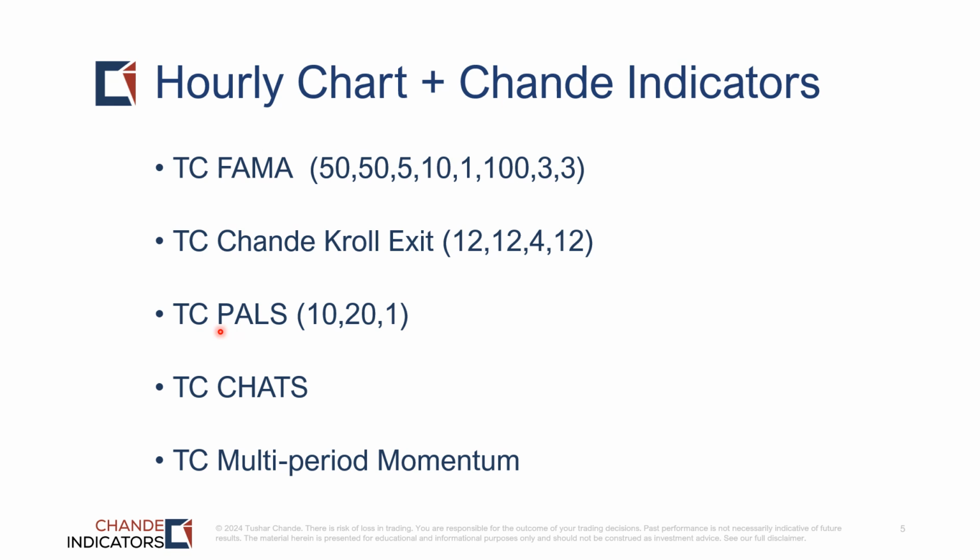The PALS, or the parabolic accelerating long stop, will use a 10 bar high to get started, the 20 bar low as the starting point for the value, and 1 is a nominal speed. And the CHATS indicator, the Chande absolute trend strength, has no parameters, and the multi-period momentum has no parameters.